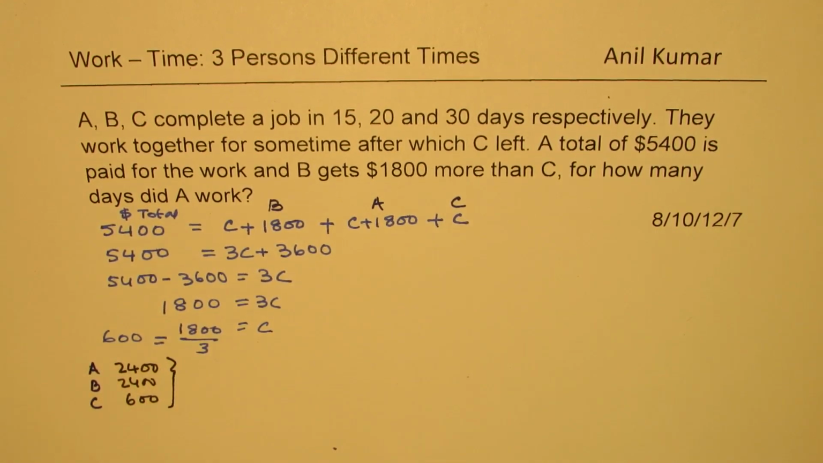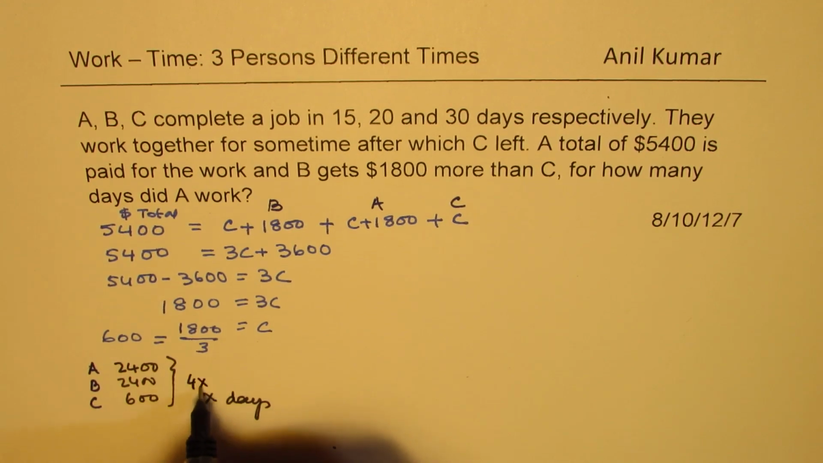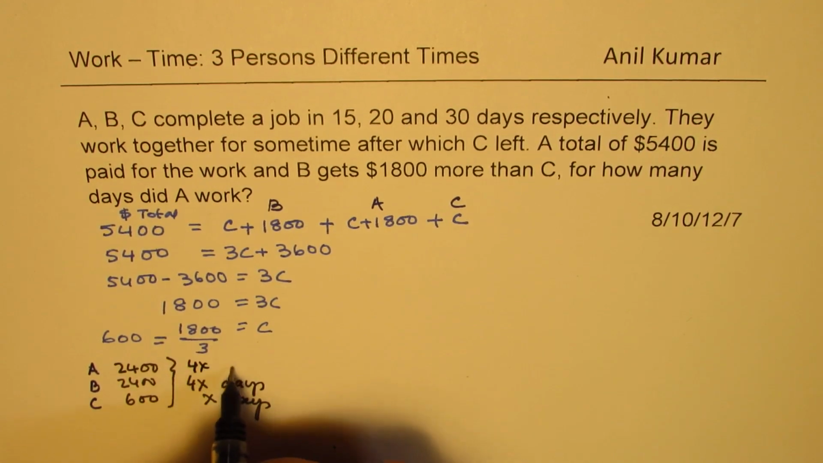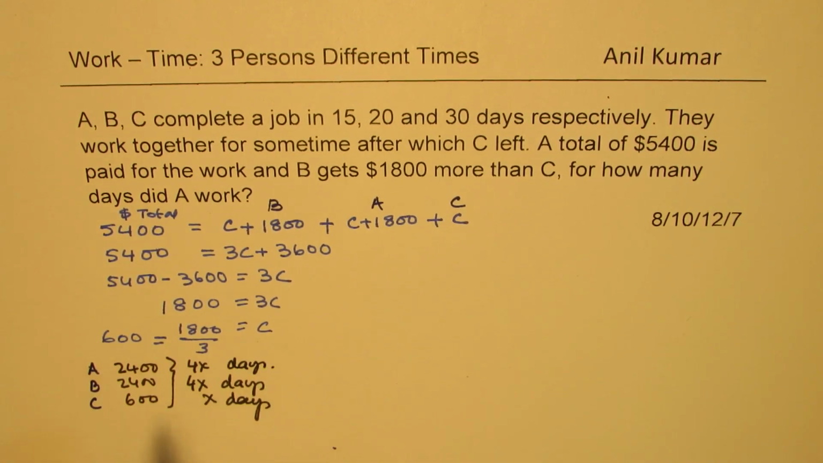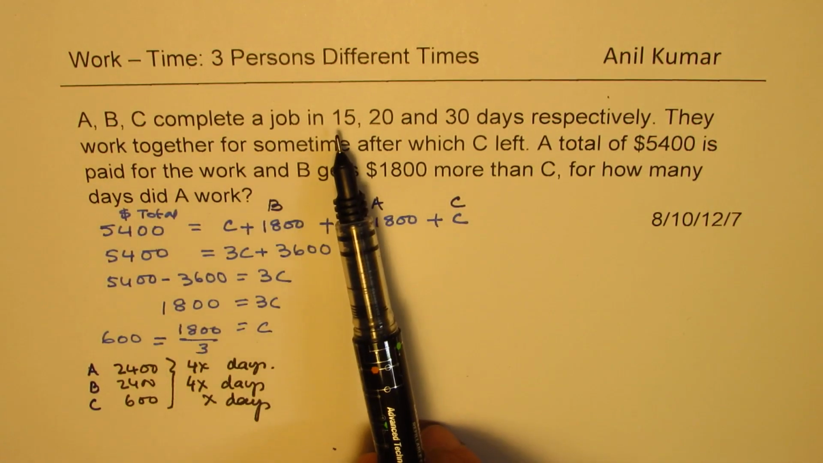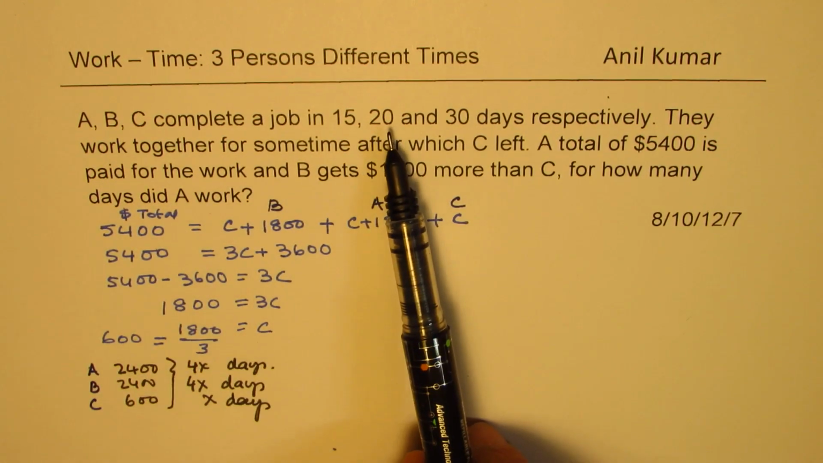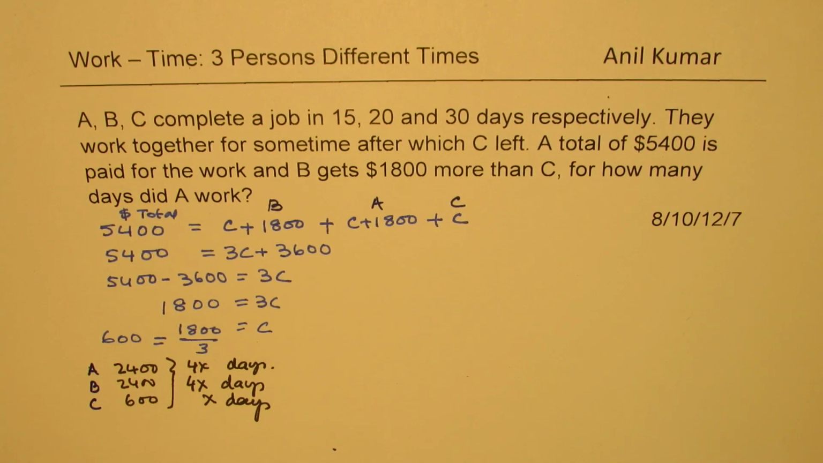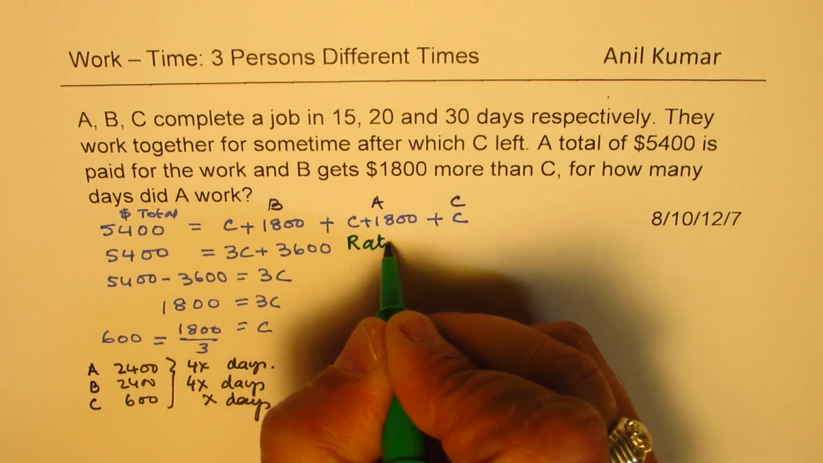Now, what does that say? That says that if C worked for, let us say, x days, they got four times 600, so they worked for 4x days. So from here, we get the ratio for which A, B, and C worked, right? Now, it says A can complete the job in 15 days, B can do it in 20, C can do it in 30 days. So we'll go with the rate method first, which I have explained in one of our videos, right?